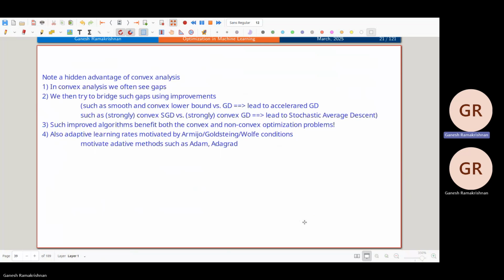One last note before I move there. There's a hidden advantage of convex analysis, which I already said multiple times, but I'm re-emphasizing here. We saw gaps, and we bridged those gaps using adaptive methods. That's one advantage. When we bridge those gaps, we also see some lower bounds continue. That often also results from your effort to bring in adaptivity, learning on the learning rates.